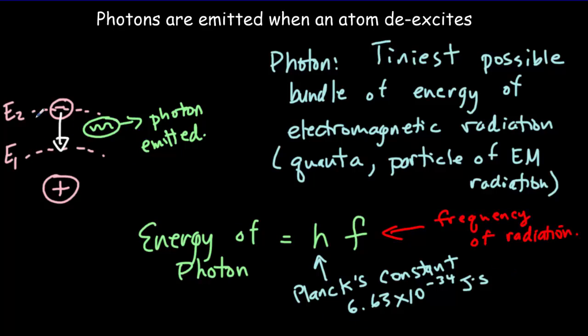So if I have a big energy gap here, I'll get more energetic photons. I'll get radiation of a higher frequency. If the electron just has a little drop between energy levels, we'll get a less energetic photon and we'll get radiation produced that's of a lower frequency.